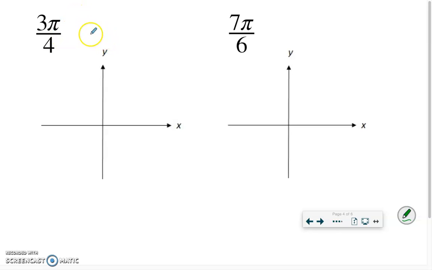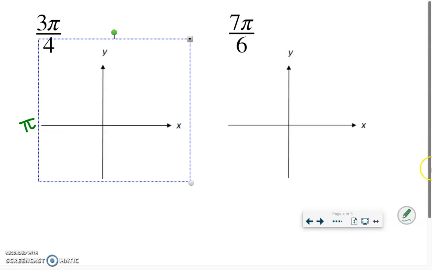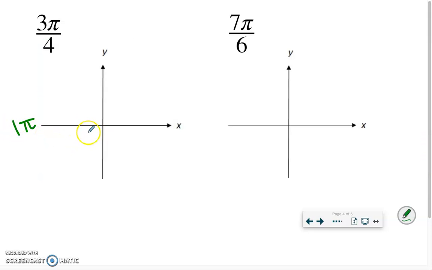Here we go. Okay, so I need to graph 3 pi by 4. So in lesson 5.2, we learned that pi radians is equivalent to a 180-degree rotation. So over here where I would normally put 180 degrees, I am putting pi, okay? And maybe I'll put 1 pi.